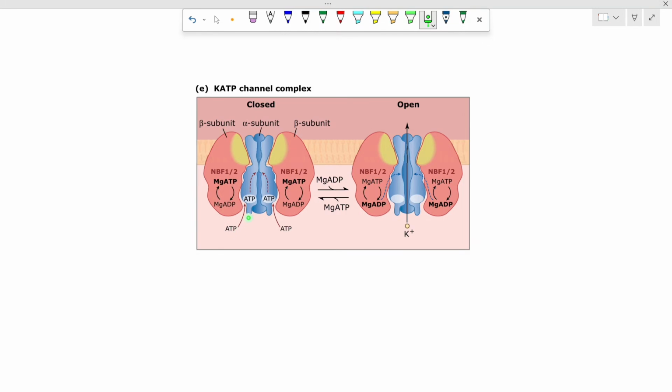Now when ATP binds in the ATP binding domain of the alpha subunits, it closes the channel, and in that situation, at the interface of NBF1 and 2, there is magnesium ATP. But when the magnesium ATP is converted into magnesium ADP by hydrolysis, this beta subunit overrides the inhibition of ATP, and it opens the channel.